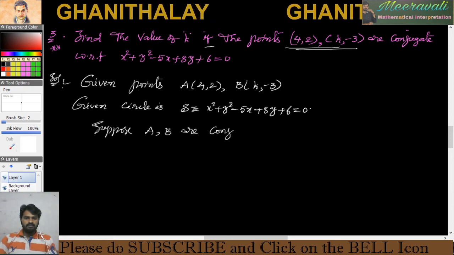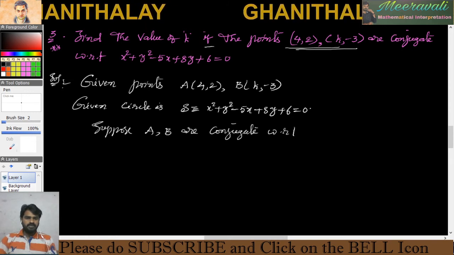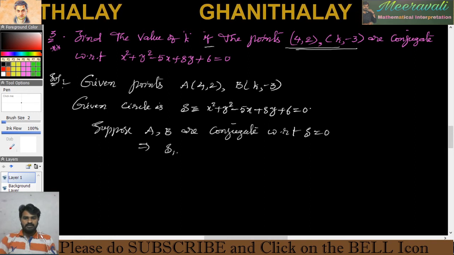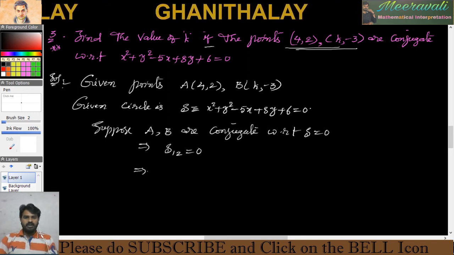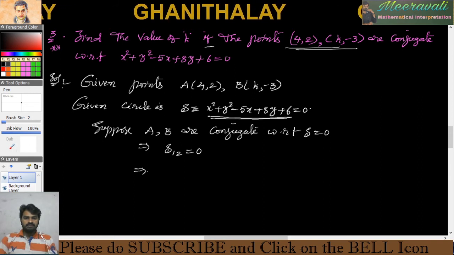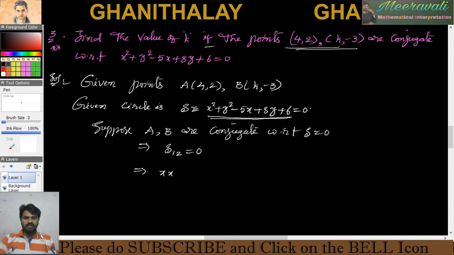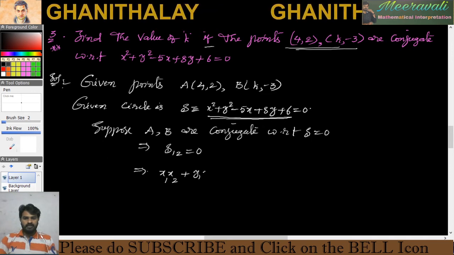Conjugate with respect to the given circle S equal to 0. Then the property S12 equal to 0 is the property for conjugate points. Now by taking S, we have to write S12 carefully. x square means x into x, one is x1, another one is x2, plus y1 y2.